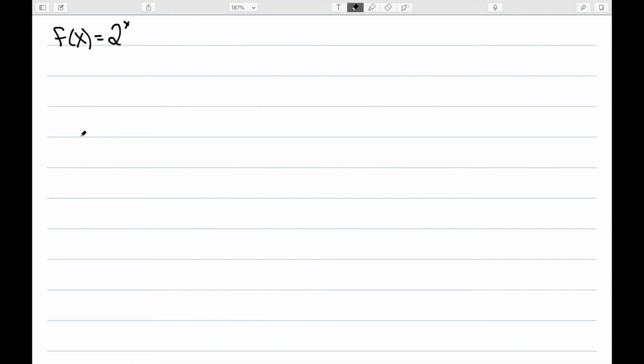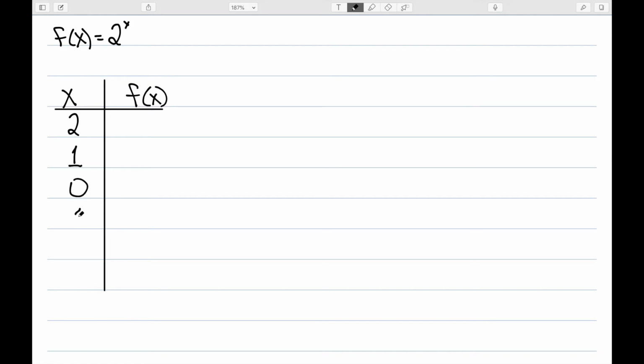Let's consider the function f of x equal to 2 to the x. And I want to graph this. So I'm going to start by building out a table and seeing what happens. I'm going to let x be 2, 1, 0, negative 1, and negative 2.